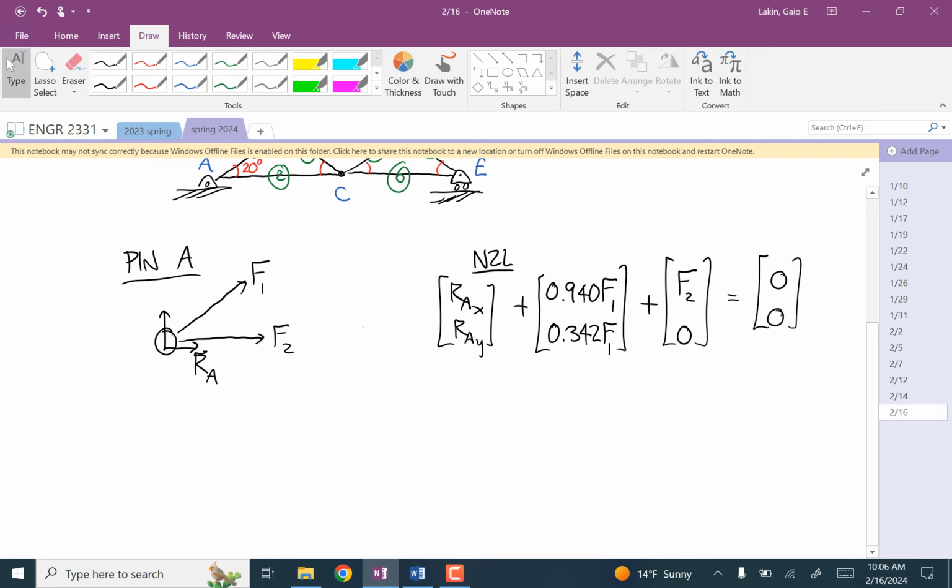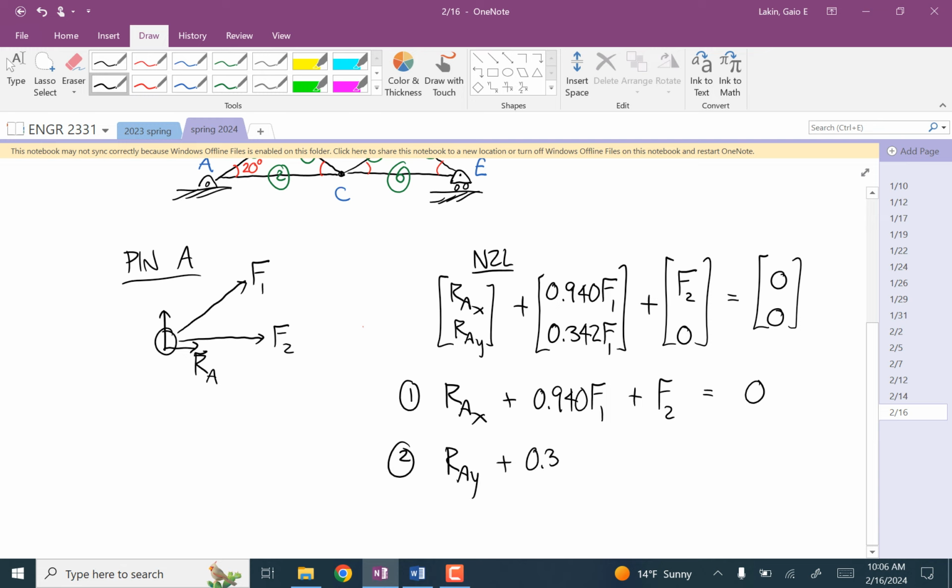Okay, so that gives us our first 2 equations. I guess I'll rewrite this. So we got RAX plus 0.940 F1 plus F2 equals 0. And our second equation says RAY plus 0.342 F1 is equal to 0.